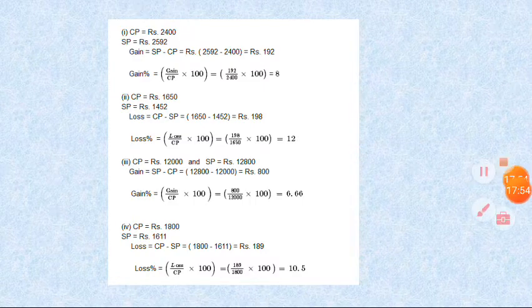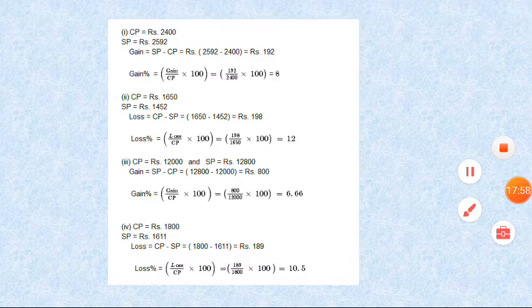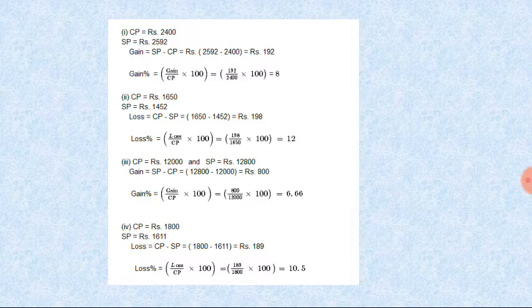Cost price rupees 2,400. Selling price rupees 2,592. Gain is SP minus CP. So SP value 2,592, cost price 2,400. So gain is rupees 192. What is the percentage of gain? Gain by CP into 100. Gain value 192 by 2,400 into 100. 0 cancel. We get a value 8.